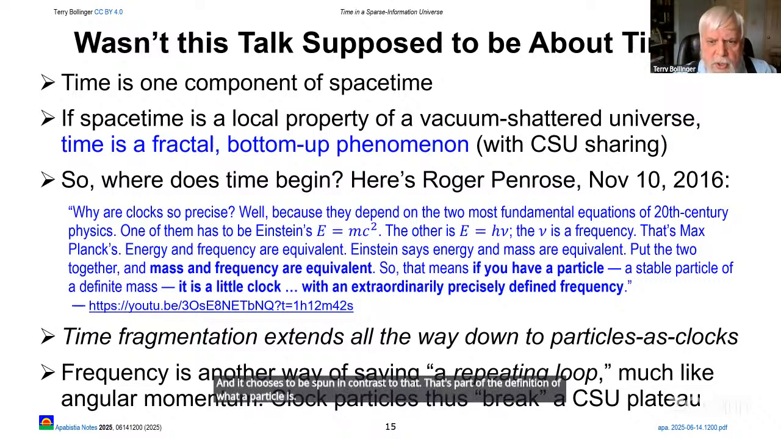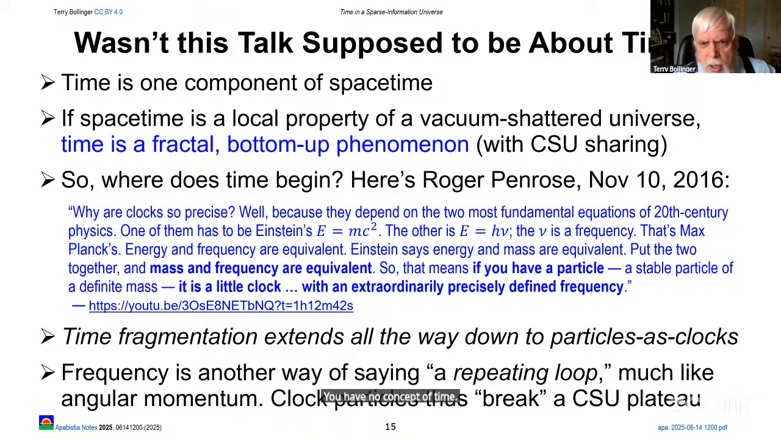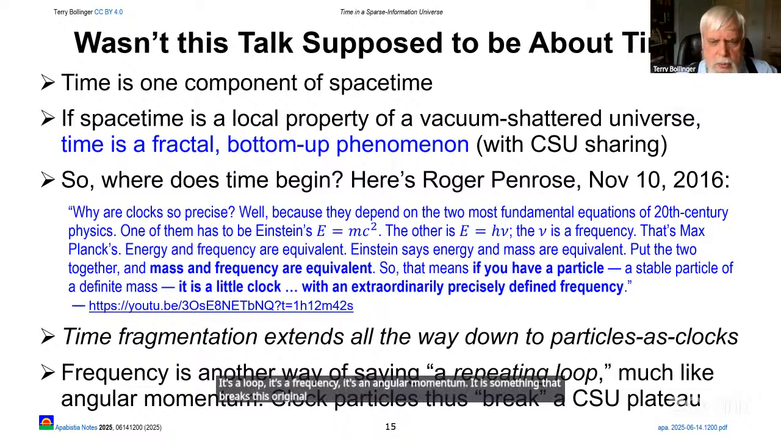It's also part of the definition of what time is. Until you get these little repeating loops, you have no concept of time. No, the idea of a smooth time as a geometric dimension doesn't cut it. That doesn't explain what time is. That's one of those overly beautiful abstractions that actually undercuts the idea of finding out what it is. You follow Roger Penrose's route and say, what is it exactly? That's getting to the heart of it. It's a loop, it's a frequency, it's an angular momentum. It is something that breaks this original, to add that thought, CSU plateau.